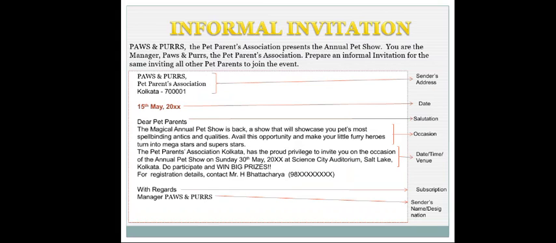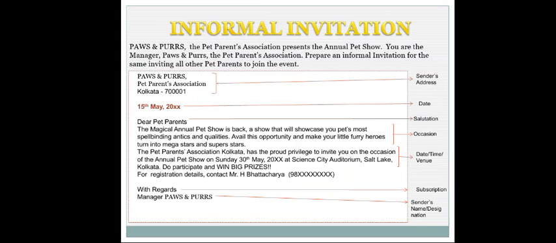Okay, "The Pet Parent Association Kolkata has the proud privilege to invite you on the occasion of the annual pet show on Sunday, 30th May 20XX at Science City Auditorium, Salt Lake, Kolkata. Do participate and win big prizes." So here what they are doing is giving out the date, time and venue. Now see the next line.